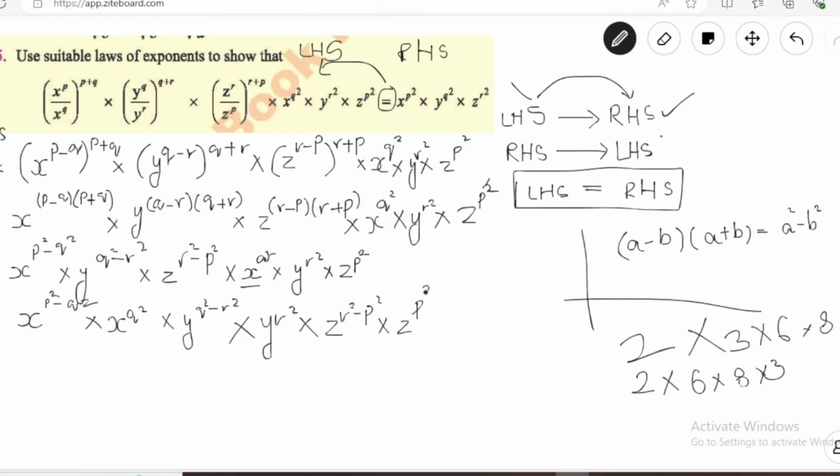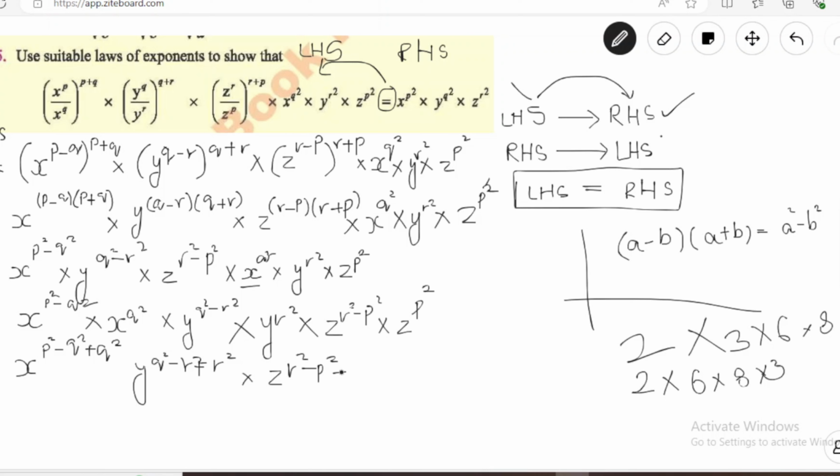Now we know the bases are similar and they are being multiplied, so the powers are going to be added. So here x will be raised to the power p square minus q square, and the other power on the number with a similar base was q square, and they are going to be added. Similarly, y raised to the power q square minus r square plus r square, so both of the powers are added. Then we have z raised to the power r square minus p square plus p square.